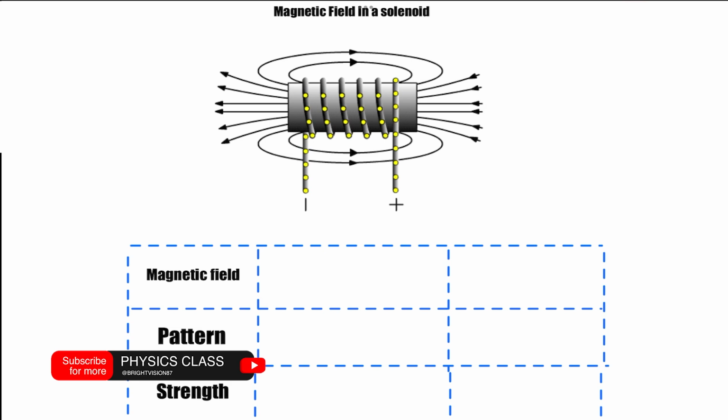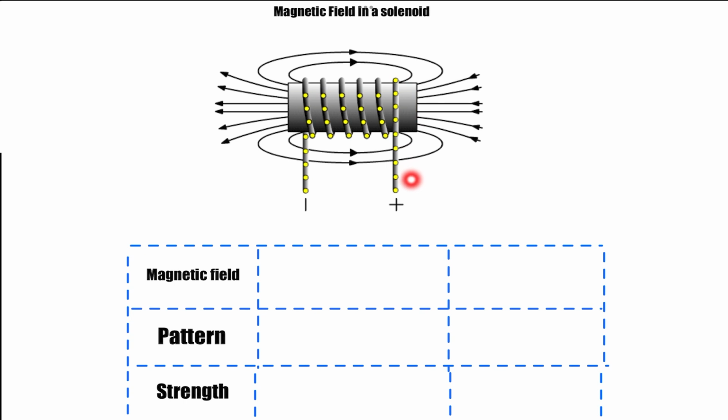Welcome to physics class. In today's class, we shall be studying in detail about the magnetic field's direction, pattern, and strength in a solenoid. Before that, let us know what is a solenoid in a simple way. As you can see in the figure, it is just a cylindrical coil of wire in which the current is going to flow. On passing electric current through this cylindrical coil of wire, it behaves as a magnet. That we call a solenoid.